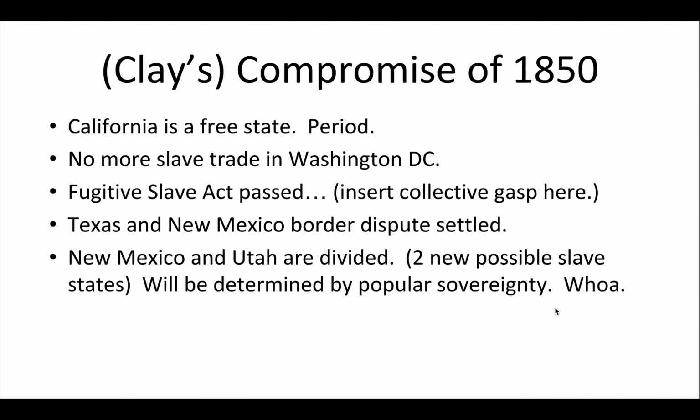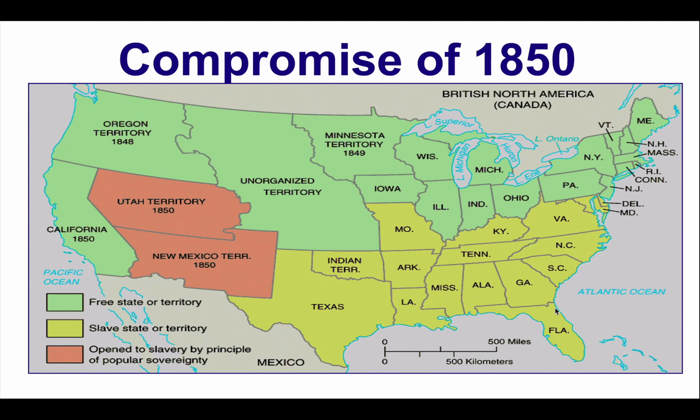Part 3, Fugitive Slave Act passed, okay? Northerners hated this. Okay, that they would have to abide by a Fugitive Slave Act. 4th part, Texas and New Mexico border dispute was settled about where that line was going to be. And then the New Mexico and Utah are divided. Okay, this gave the possibility of 2 new slave states and will be determined by popular sovereignty. Whoa. Okay, this did not go over very well, but this is what the Compromise of 1850 ended up looking like.